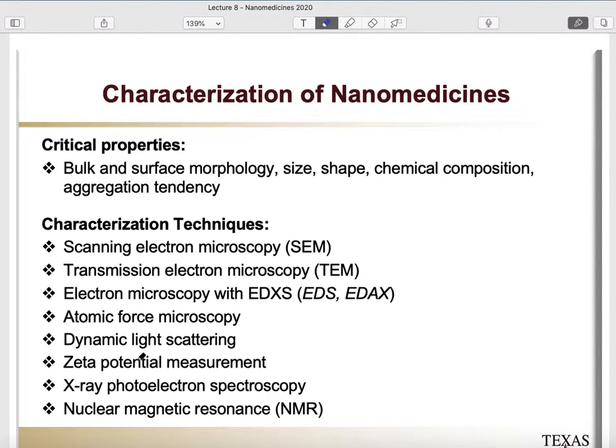Zeta potential would look at the charge on the surface of those particles, X-ray photoelectron spectroscopy, which would look at the chemical composition on the surface, and nuclear magnetic resonance, which would typically be looking at the chemical composition as well. Let's see. A couple of things that I wanted to mention here. So EDX or EDXS or EDAX, they're all the same technique, and they're energy dispersive X-ray spectroscopy.